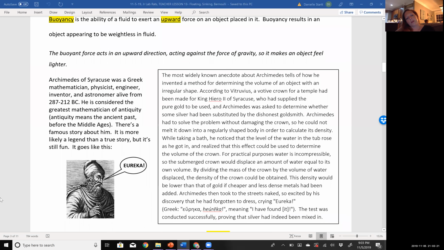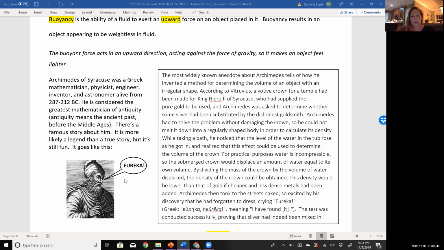So we talk about Archimedes today, this fellow right here. Hello. And anyway, he was Greek. He was a mathematician, physicist, engineer, inventor, and astronomer. And if you are well practiced in a lot of disciplines, if you remember that word from like our third or fourth lesson, it's polymath. He's a polymath. Good for him.